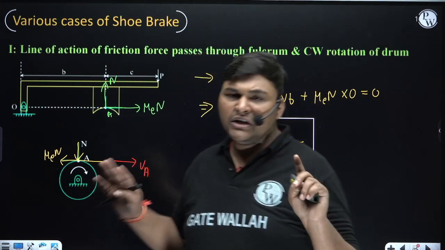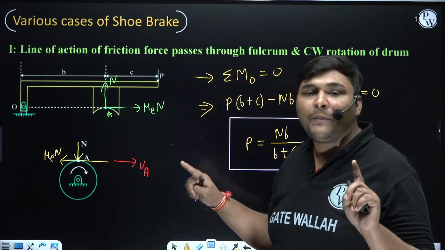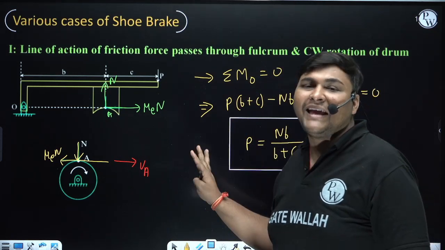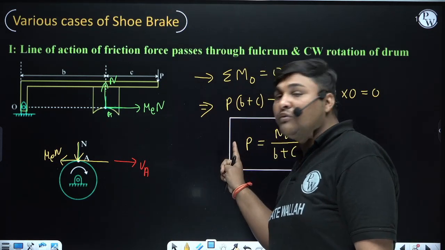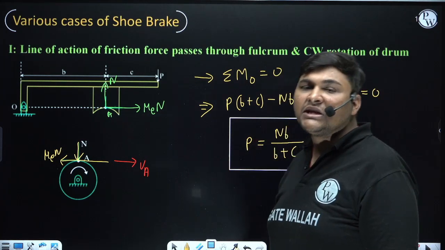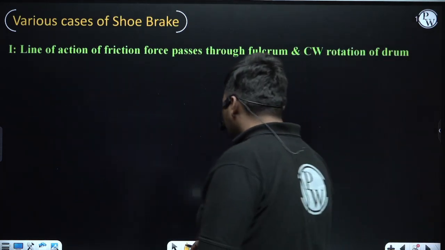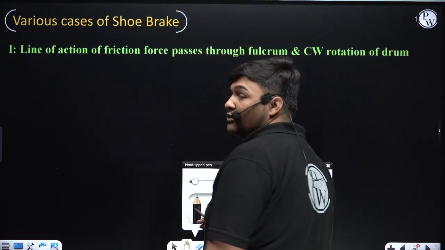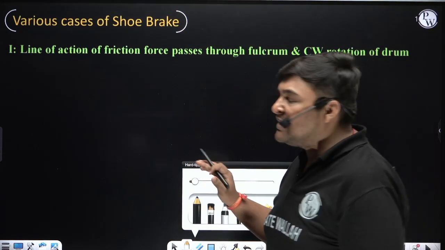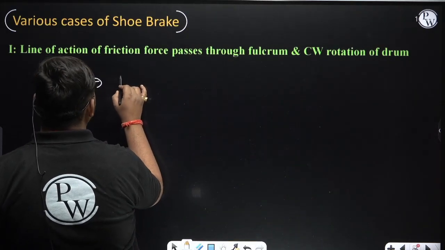It is also true that it is not increasing the braking effort, but that will not matter. For a self-energizing brake, friction should reduce the braking effort, and here friction is not doing anything. Since friction is not reducing the braking effort, this brake is not a self-energizing brake. So, first conclusion: you need not remember this conclusion. If you want, you can remember it, but you need to understand this. Since friction is not reducing the braking effort, therefore this brake is not a self-energizing brake.